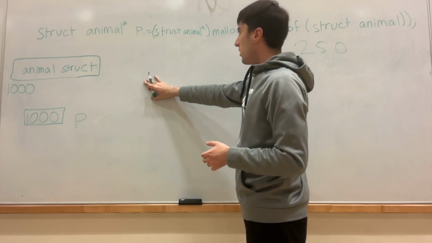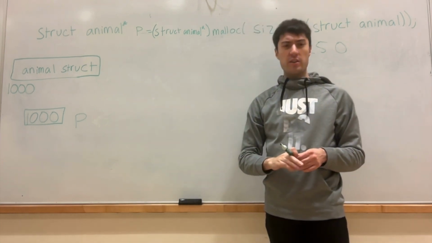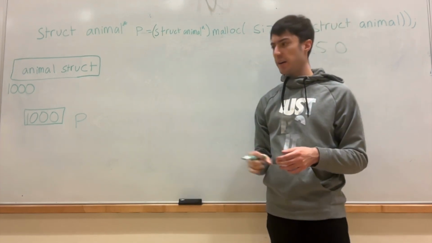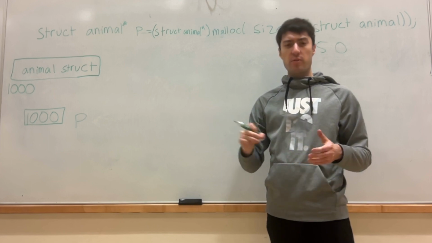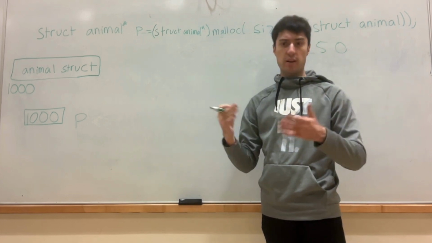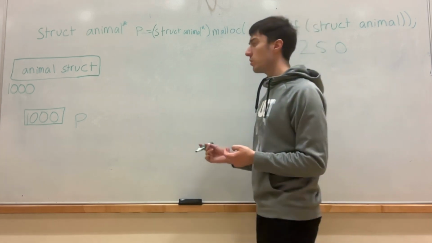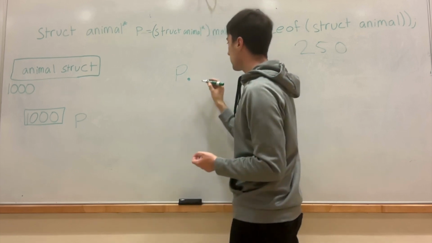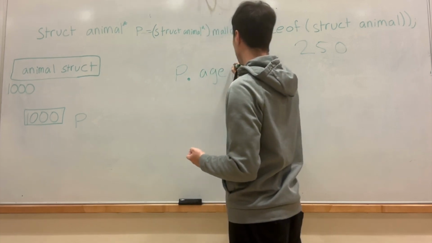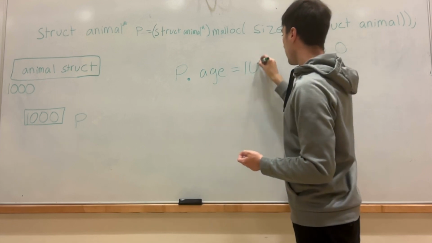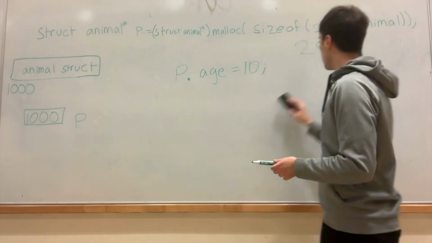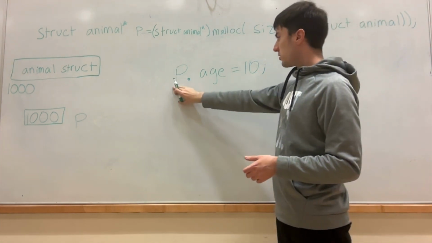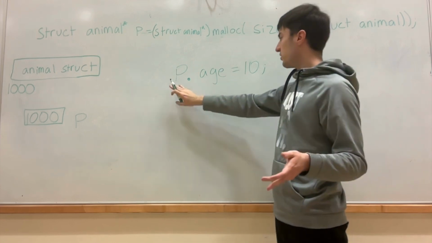Okay, so let's access one of its member variables. And let's say that this struct animal has a member variable called age, right? If it's an animal, it has an age. Okay, cool. So can I just go P dot age equals 10? Can I do that? Well, no, I can't. I can't do that because this P is not a struct.